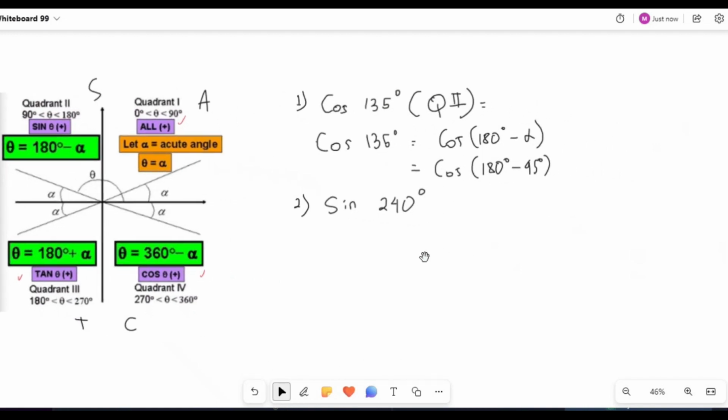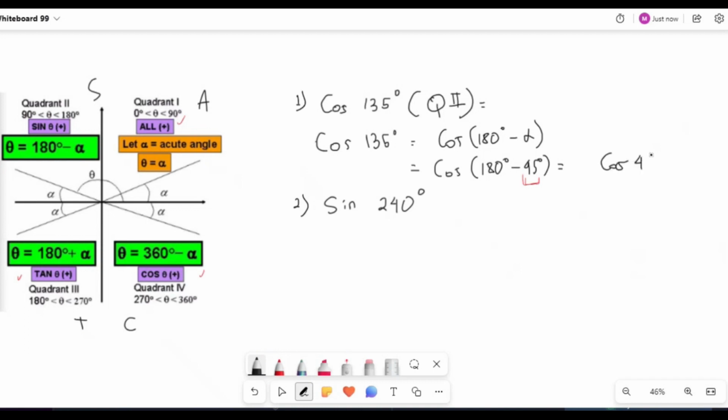Okay, then what can it transform into is this one. What we do, we just take this value, guys. So 45. So it becomes cos 45, which is actually the special angle. I deliberately put the special angle so that you may not use your calculator to find the value. So this one, cos 45.